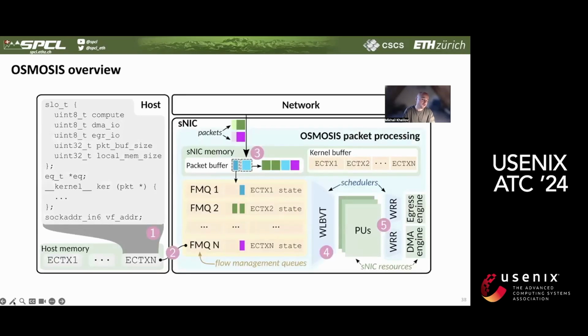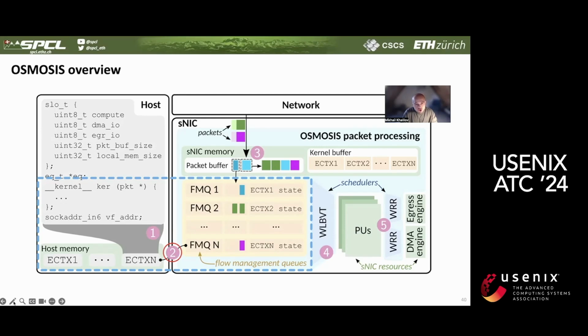OSMOSIS architecture constitutes several components. During the offloading initialization, the data center administrator sets the SLO policy. She specifies the tenant priorities for the compute, I/O, and egress resources, and the policy is associated with a SmartNIC virtual function. The tenant can create an offloading execution context within the virtual function.